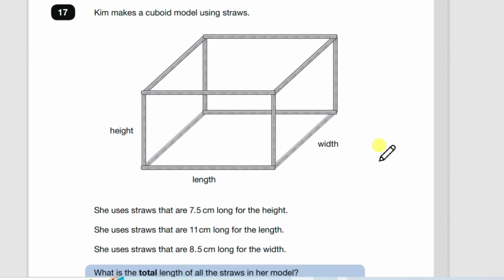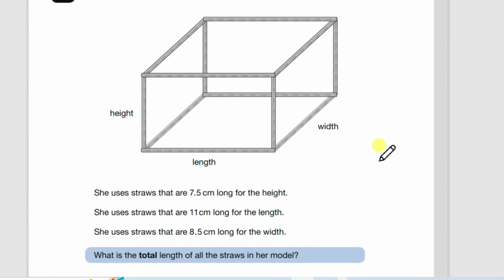Ooh, okay, let's try and see. So first we need to make sure we're counting everything right. So what we should do is just kind of put numbers on each one. That helps a lot. So for the height, we know the height is 7.5. For the length, it's 11. And for the width, it's 8.5. So we just have to get the right set. So how many widths do we have here? Sticks that are covering the widths.